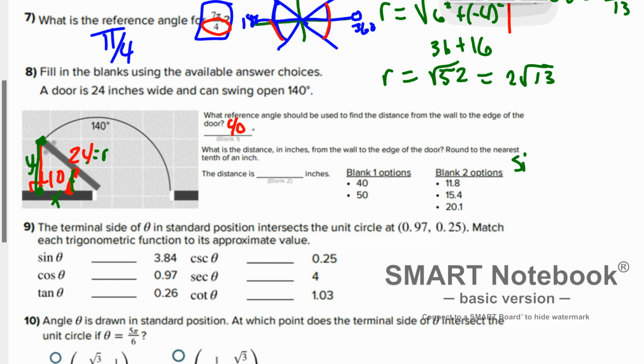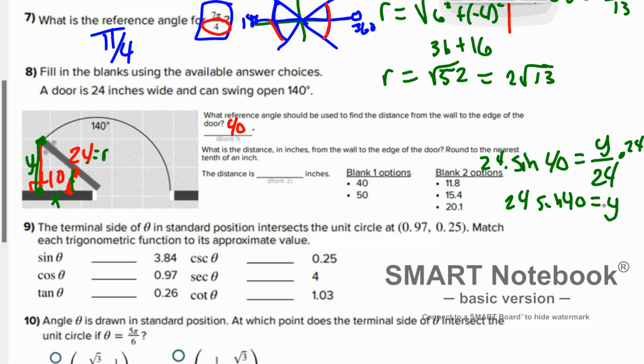That would be sine. So sine of my reference angle, which is 40, is equal to y over r, which is 24. Solving this, I multiply both sides by 24, so we get y equals 24 sine of 40. I put that in my calculator, and I get 15.4.